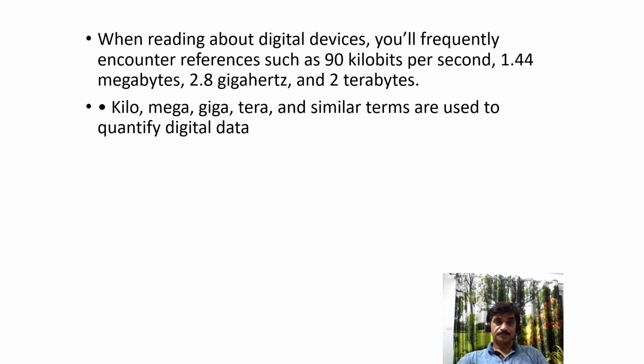When reading about digital devices, we will frequently encounter references such as 90 kilobits per second, 1.44 megabytes per second, 2.88 gigahertz, and 2 terabytes. Here kilo, mega, giga, tera and similar terms are used to quantify digital data. Quantify means quantifiable, measurable. This digital data refers either to network speed or storage capacity.